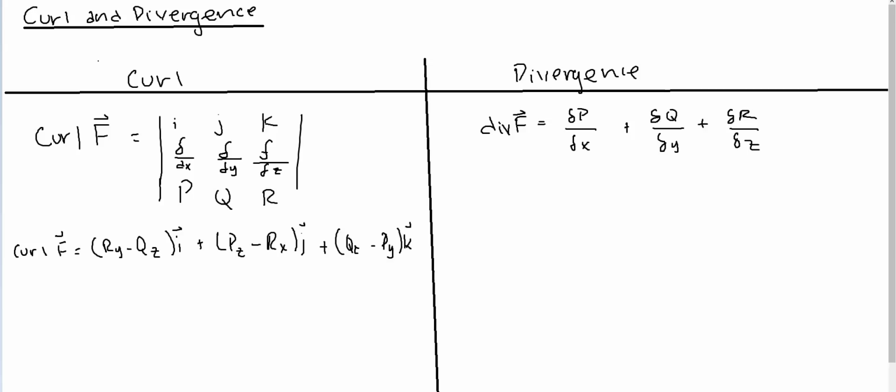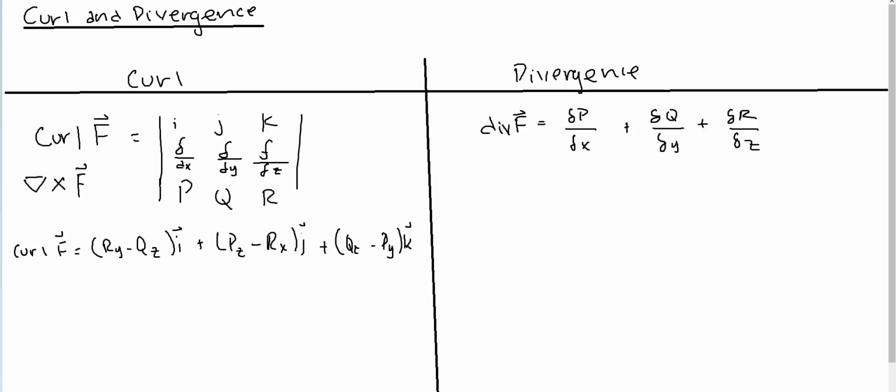So curl is the del modifier cross the F vector. So essentially what we're doing with the curl is stating that we want to take the partials of every single component and we want to take the cross product of that from our vector function.